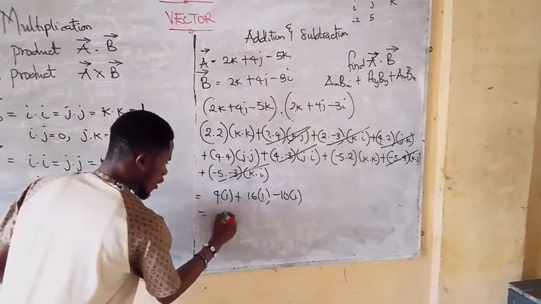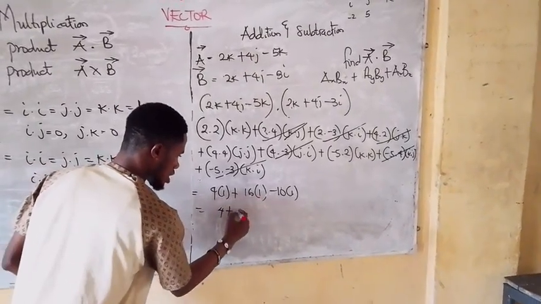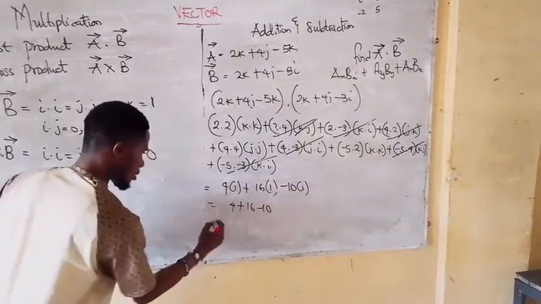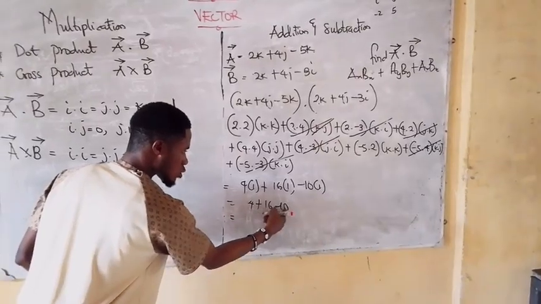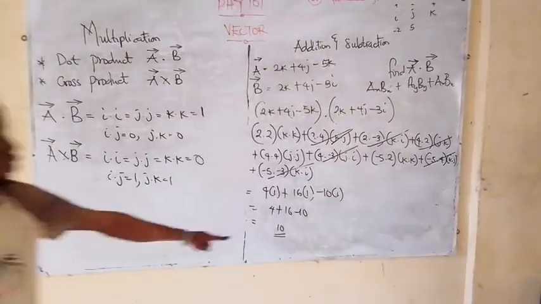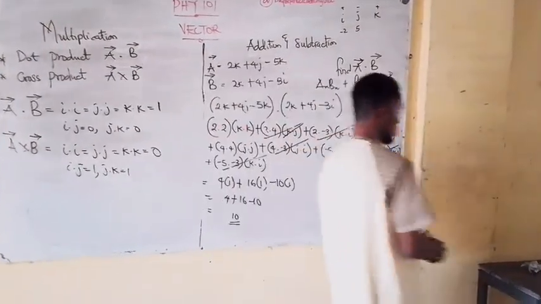So from here I have 4 times 1 is 4, plus 16, plus minus 10 times 1 will give you minus 10. If I add this, it will give me 20. 20 minus 10 will give you what? 10. This becomes your answer for this. This is actually a very, very long cut.